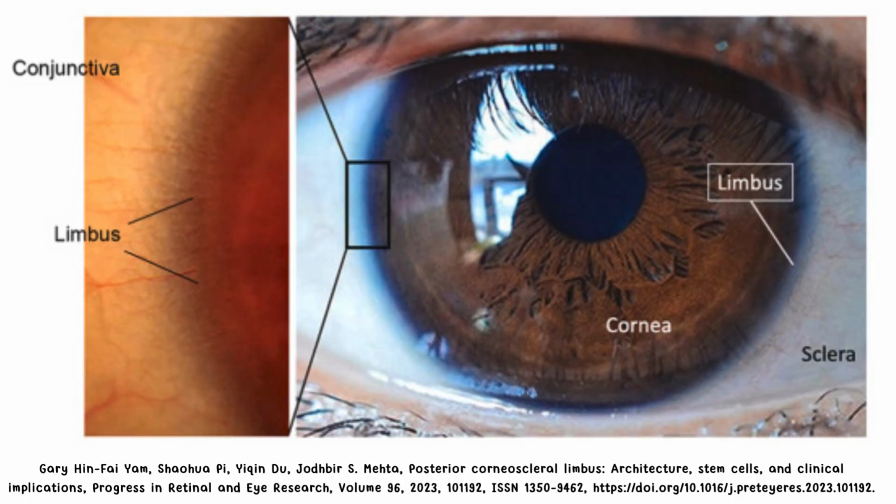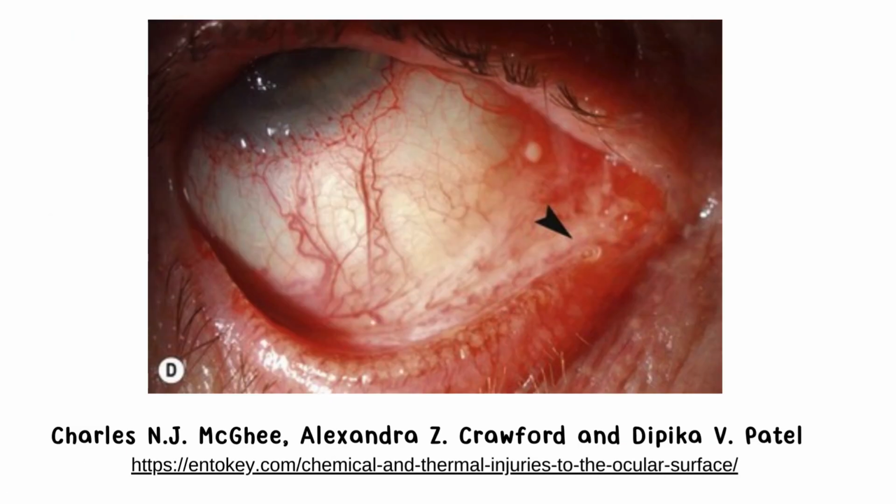Loss, reduction, or dysfunction of limbal stem cells can lead to significant corneal surface changes, resulting in a condition called limbal stem cell deficiency. This deficiency prevents the corneal epithelium from regenerating, causing stromal melting, scarring, conjunctivalization, and neovascularization.